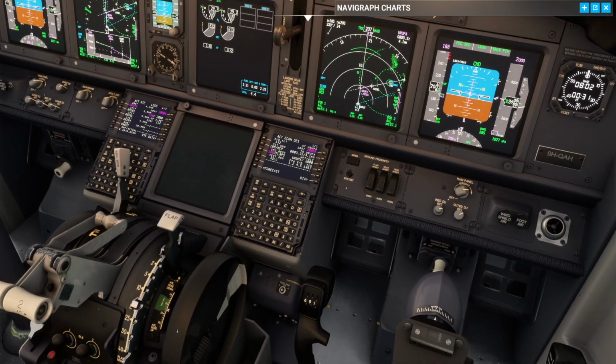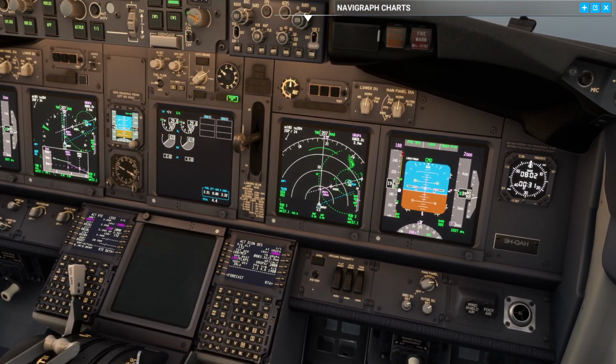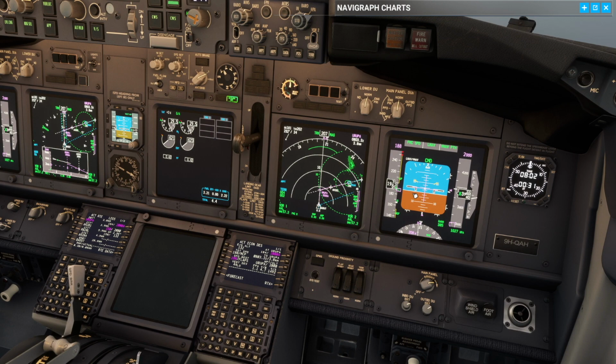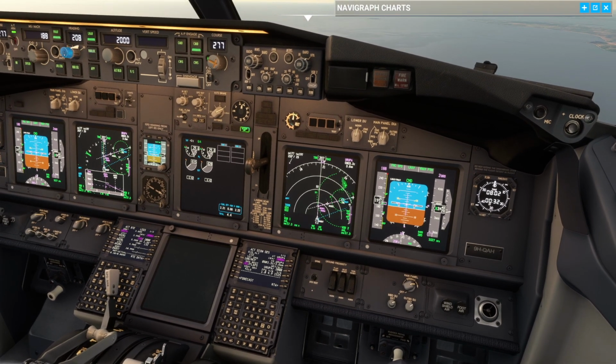We can go flap 5, I'll keep the flap 1 speed though, just because we are pretty low on energy right now and have a little bit of spare, so it's all good. Good, so we're cleared for the approach.